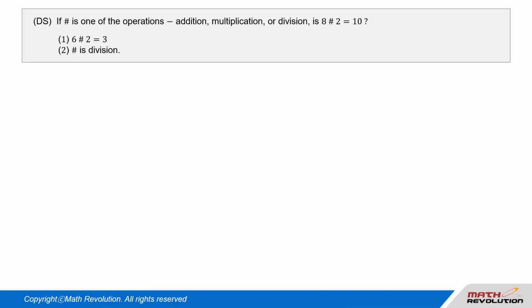Question 4. DS. If hash is one of the operations, addition, multiplication, or division, is 8 hash 2 equals 10? Condition 1. 6 hash 2 equals 3. Condition 2. Hash is division.